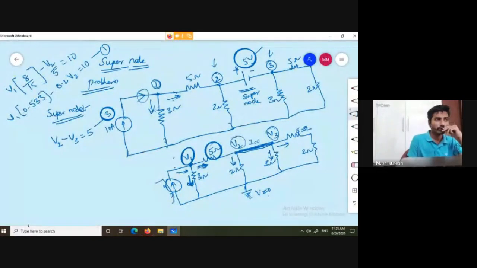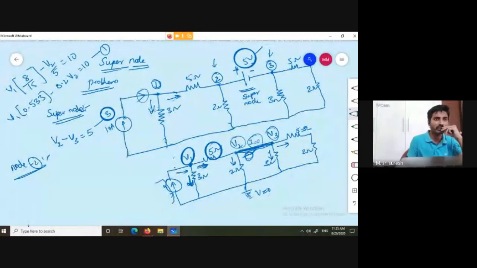Now see, I am writing for the node 2. Node 2 is connected to super node. So here in the second circuit, there is no current flowing in this particular branch between V2 and V3, and I is 0. I have represented that I is 0. That means we are equating the potentials. V2 and V3 are same. So we are writing a node equation.